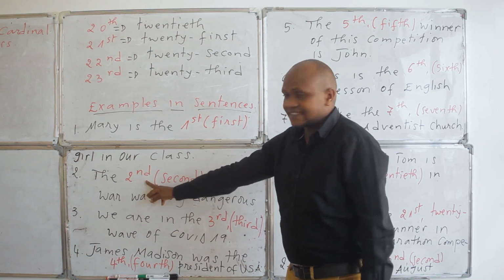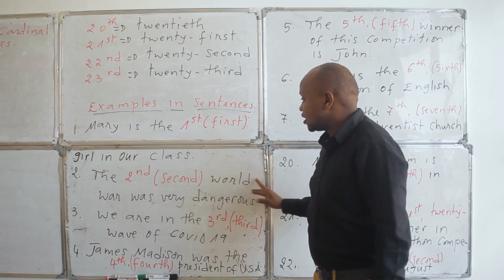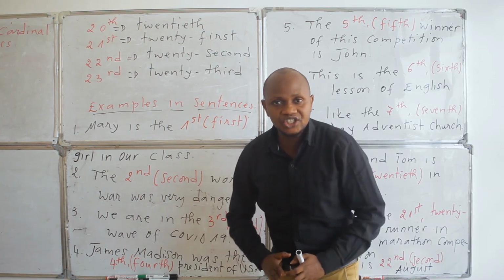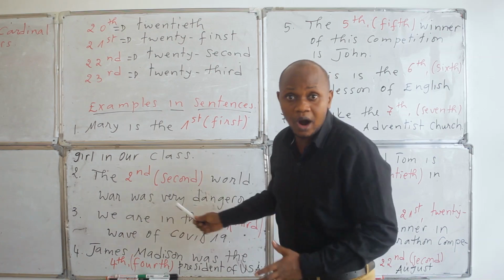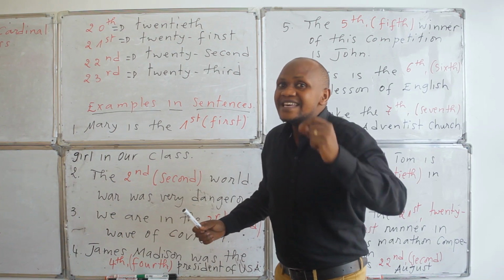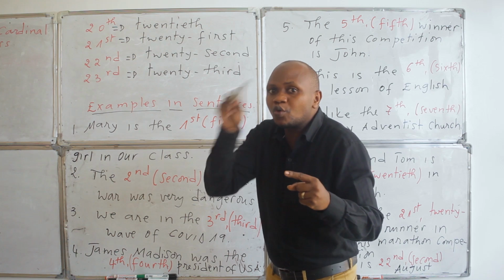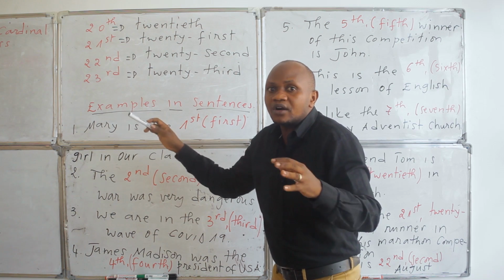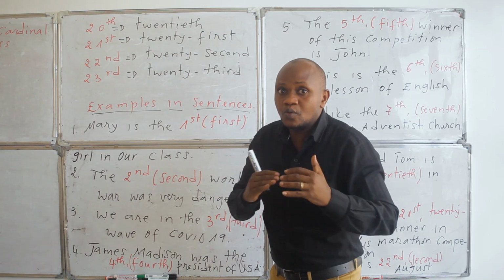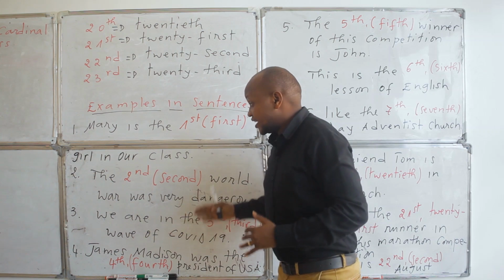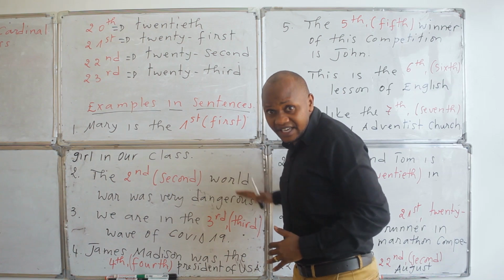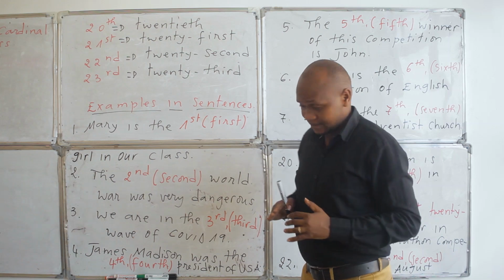Kabiri, the second. The Second World War was very dangerous. Intambara ya kabiri. Urumva ko ari two. Ntabwo ari two. Ntabwo tuvuga ngo the two world war. We say the Second World War was very dangerous. Intambara ya kabiri y'isi yari iteye ubwoba.